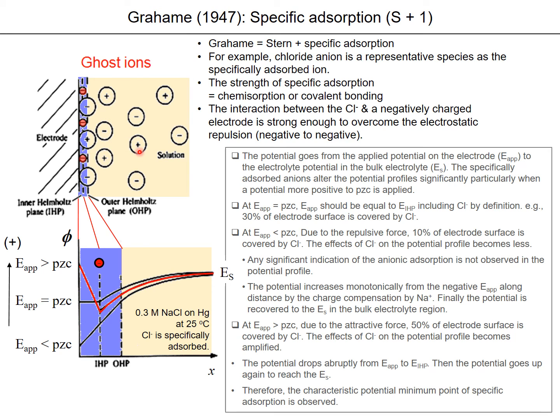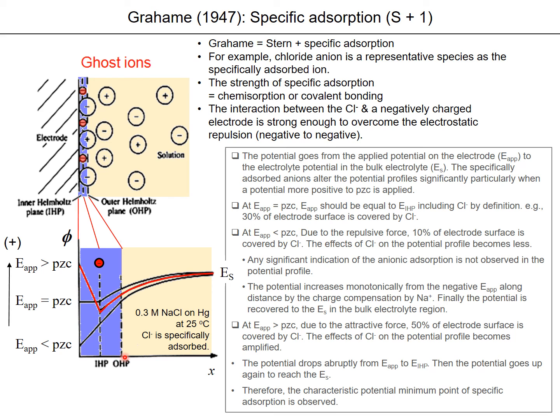And let me try to take a look at the potential profile here. The y-axis is the potential, the upward direction going to the more positive value here, and the x-axis is the distance from the surface of the electrode toward the bulk electrolyte. Here is the inner Helmholtz plane, where you can observe the chloride anions specifically adsorbed on the surface of the electrode. And here is the outer Helmholtz plane.